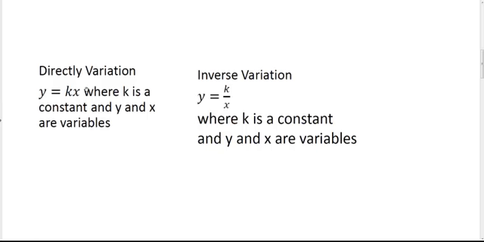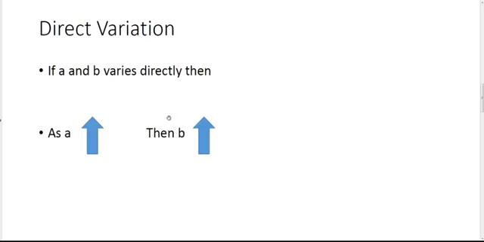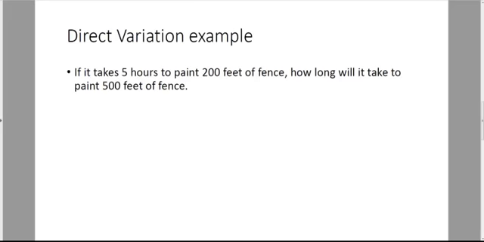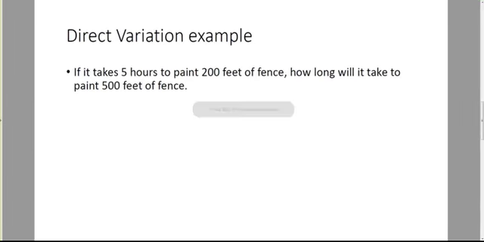As x goes up on the direct variation, our y would also have to go up, because as you increase a number that you multiply another number by, both would have to increase. Versus the inverse variation, as x increases, our y decreases. And now we look at a picture on direct variations. If a and b vary directly, then as a goes up, b goes up. This would be very useful to write in your notes. And we'll look at our first example.